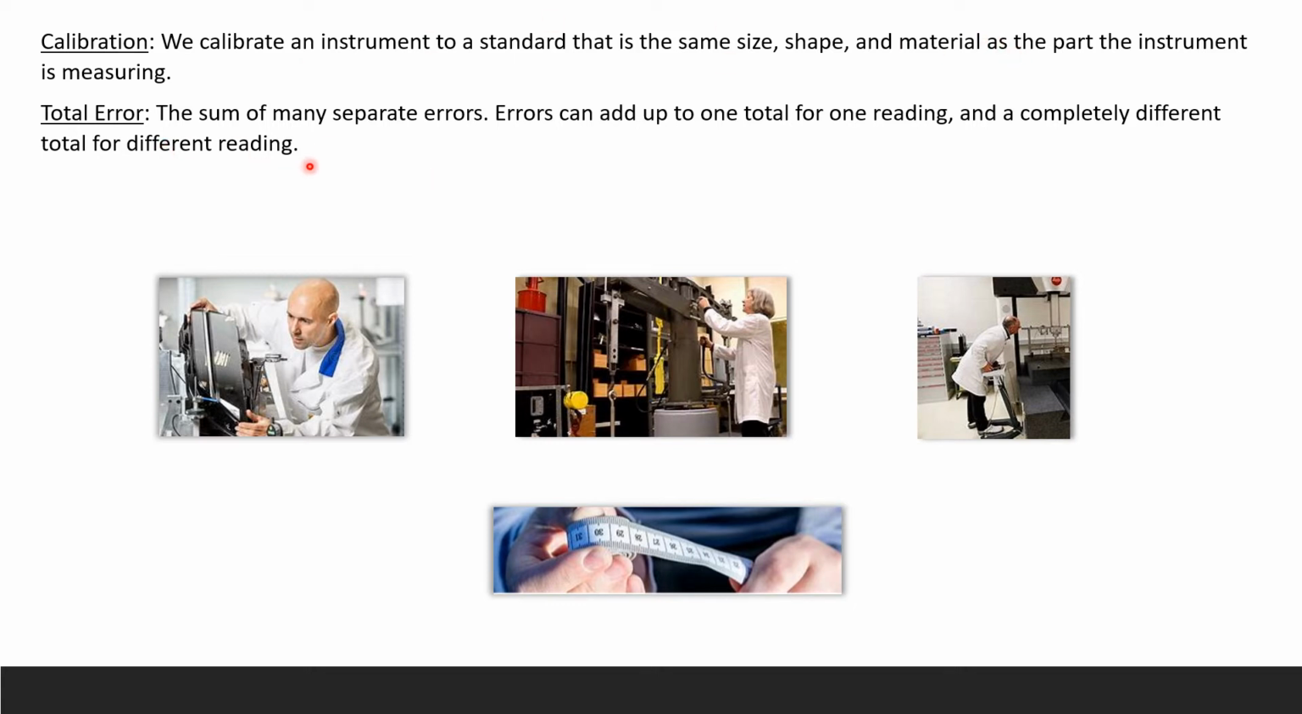Okay, total error is the sum of many separate errors. So errors can add up to one total for one reading and a completely different total for a different reading. Again, even if we're reading the same thing, they're not the same reading. They're different readings. Why is it different? Because you are different. And then the environment is different. We're always different every second of the time. The environment is different again every second of the time. So therefore, what you measured a second ago and what you measure now is not the same measurement. Okay, so therefore we always have the total error.